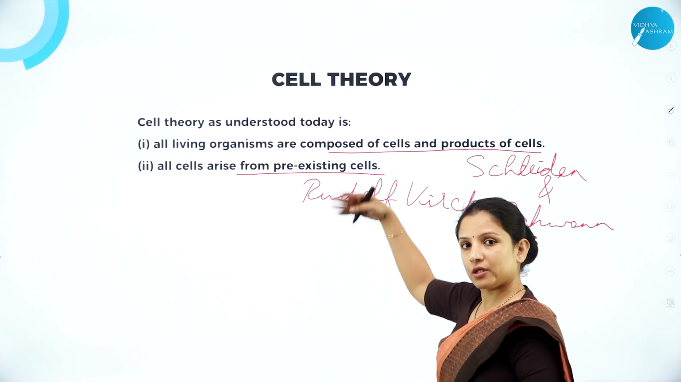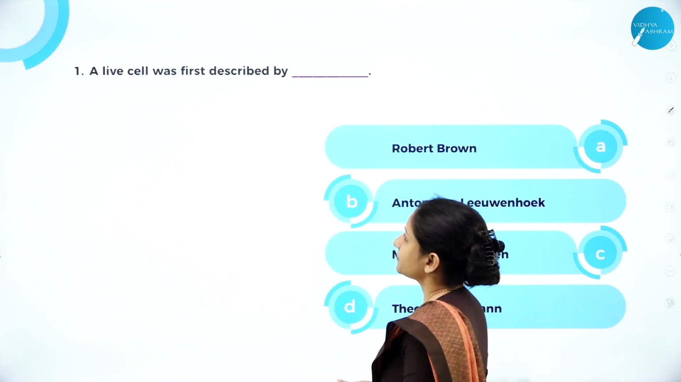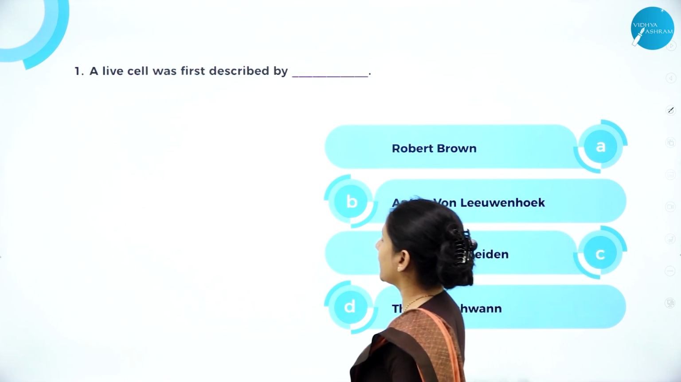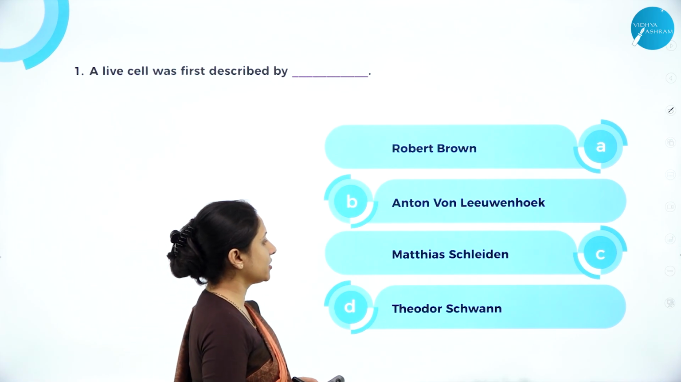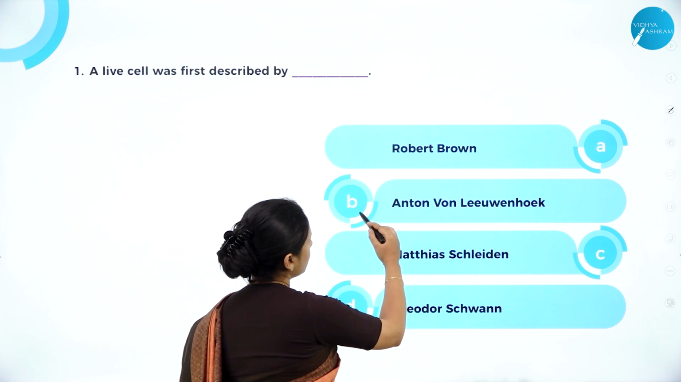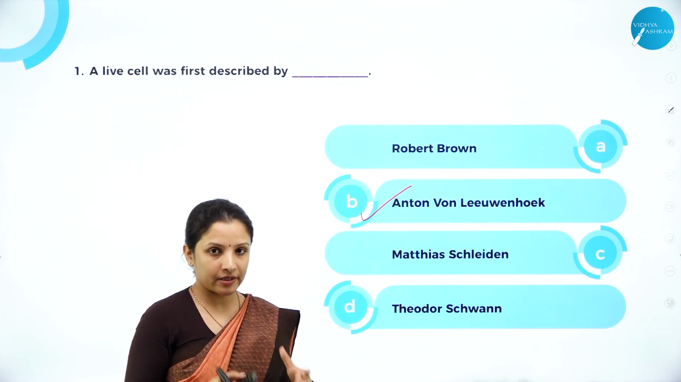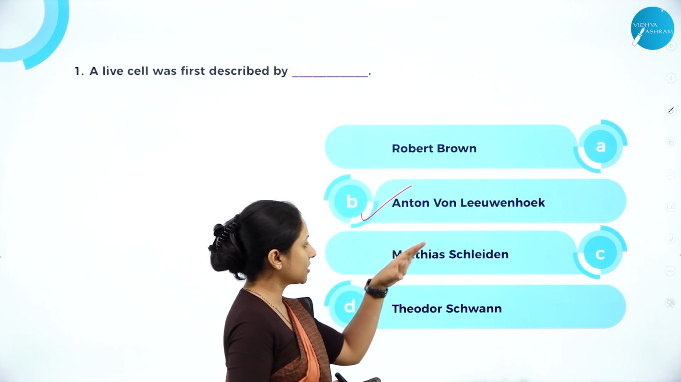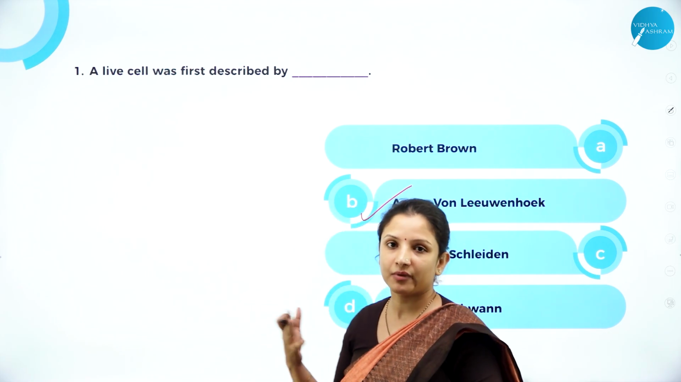Now let's see in what way MCQs can be formed under this particular topic. The first one: a live cell was first described by Robert Brown, Anton von Leeuwenhoek, Matthias Schleiden, or Theodor Schwann. It's not Robert Brown, it's Anton von Leeuwenhoek, because he was the first scientist to look at a live cell under the simple microscope, and he was the first person to discover it. Matthias Schleiden and Theodor Schwann have something to do with the study of animals and plants.